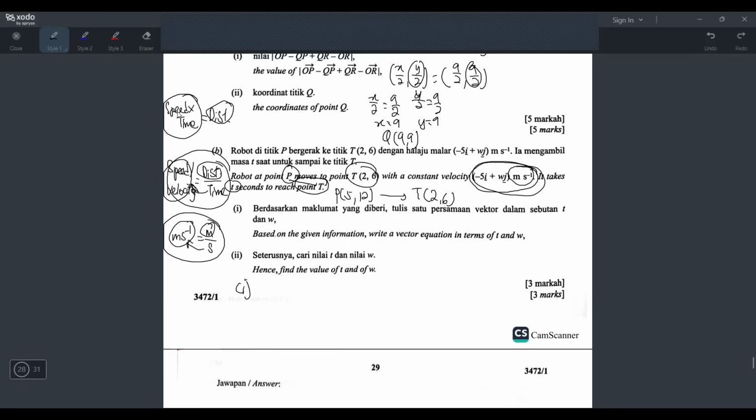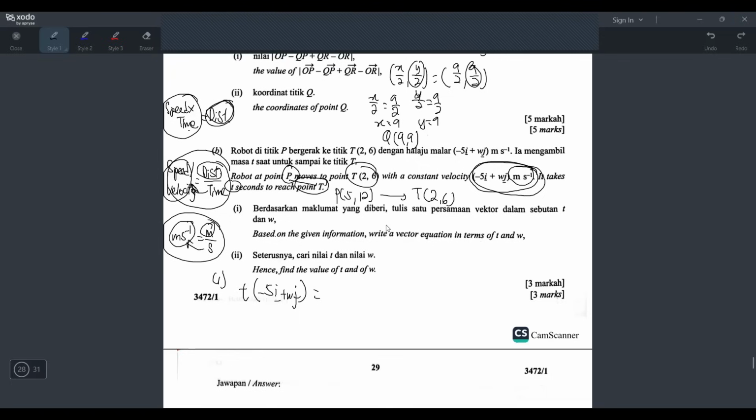So what is the distance? Speed times time, right? And what's the speed? The speed is -5I plus WJ. But you have to multiply with the time taken, which is T, right? So I'm just going to write here T. And after I take the speed times time, I will get the distance, right?